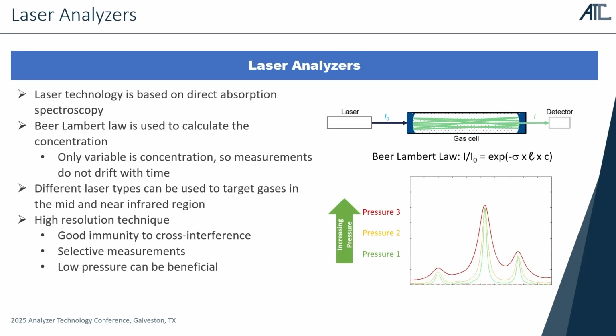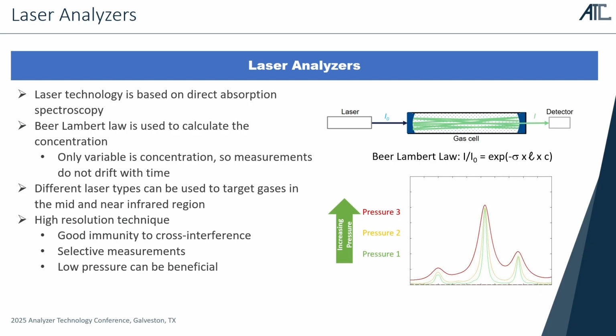So we have laser analyzers, which are based on direct absorption spectroscopy. So here we're using the Beer-Lambert law to calculate the concentration. The only variable within the Beer-Lambert law is the concentration, so measurements don't drift with time, and that means we don't have to calibrate very frequently.